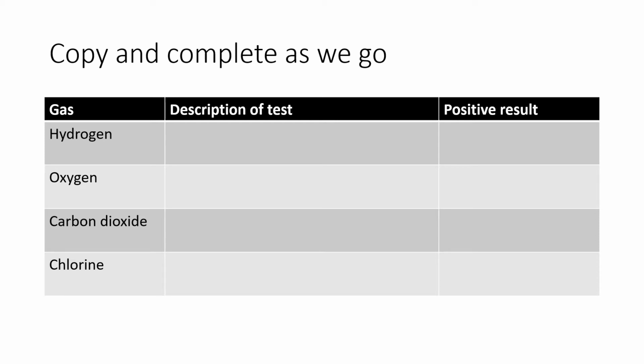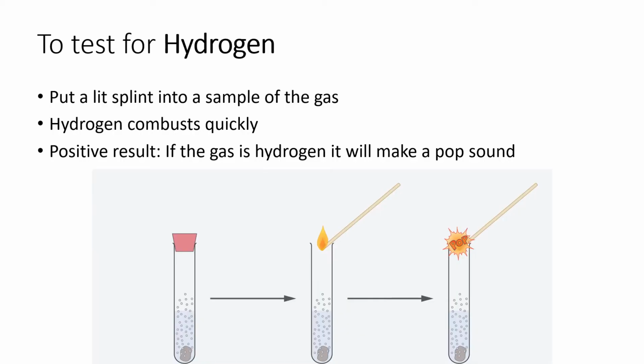Okay, so hopefully we've got our table ready to go. So we're going to go through the 4 different gases, how we test for them, and what a positive result is. So we're going to start with hydrogen. Now, hydrogen is one that you would do at key stage 3. Very, very simple test. You would take a lit splint. You would put the lit splint into your sample of gas, and because hydrogen combusts very quickly, it will cause a pop sound. So for our description of how to do hydrogen, it's put a lit splint into the sample of gas. A positive result would be a pop sound. So pause the video now and complete that section of your table.